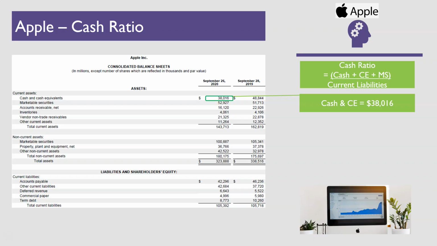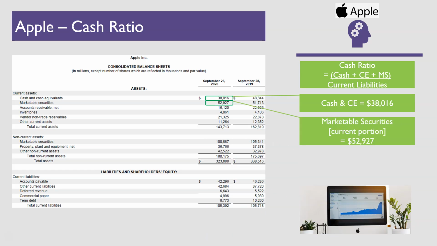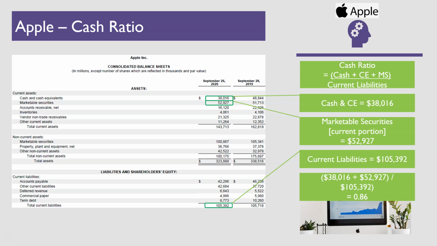Now for Apple, they had cash and cash equivalents of $38 billion at year-end. They then had current portion of their marketable securities of $52.9 billion. And then on the bottom part of the balance sheet, they had current liabilities of $105.4 billion. When we do the math, we come up with a cash ratio of 0.86.